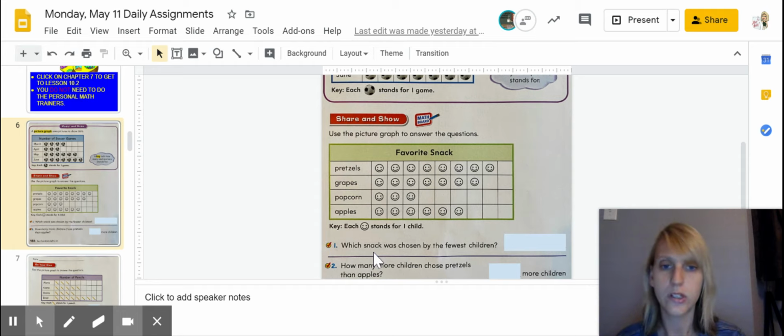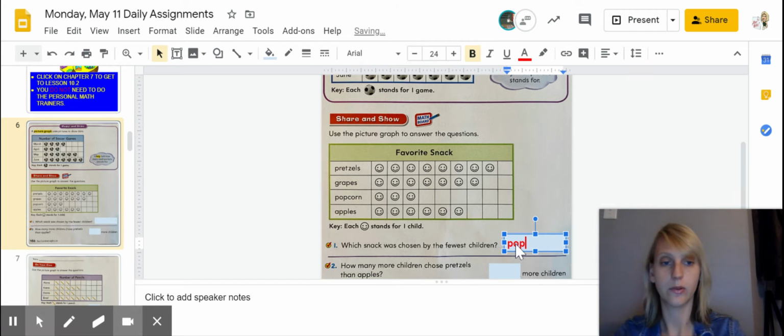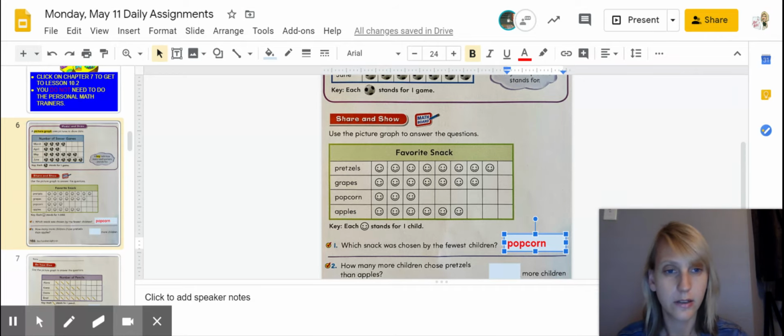Let's see our first question. Number 1, which snack was chosen by the fewest children? I don't agree personally. I would probably put my smiley face here. This is a great movie snack, but popcorn only has 3. So we're going to go ahead and put popcorn as our first answer. Now we're also going to look at number 2.